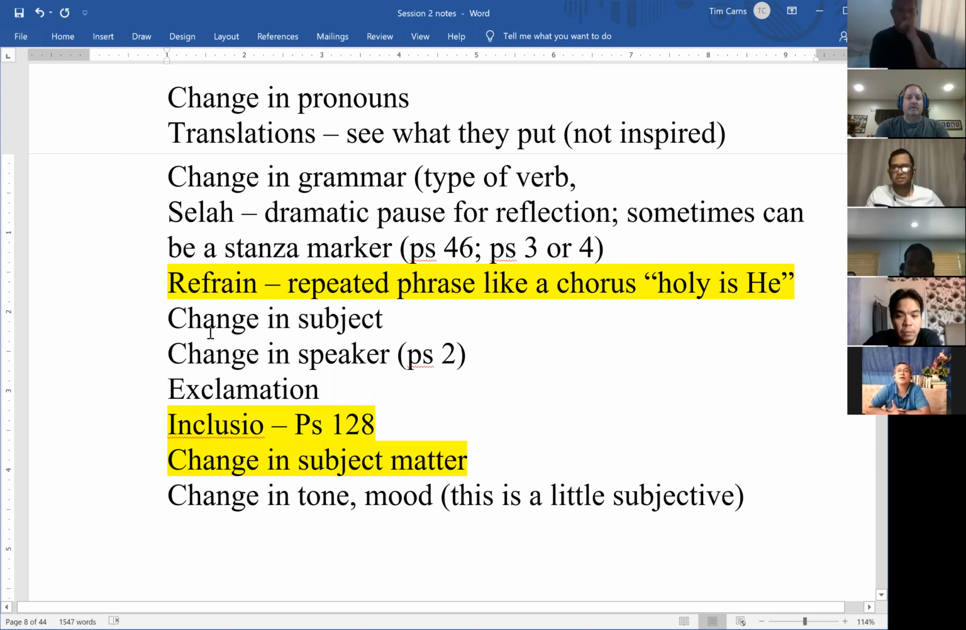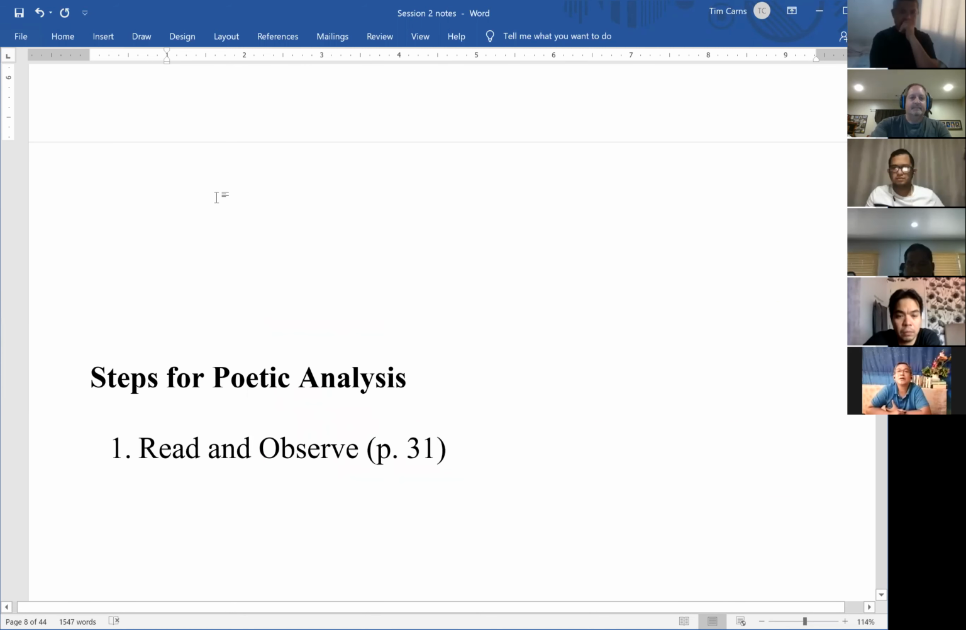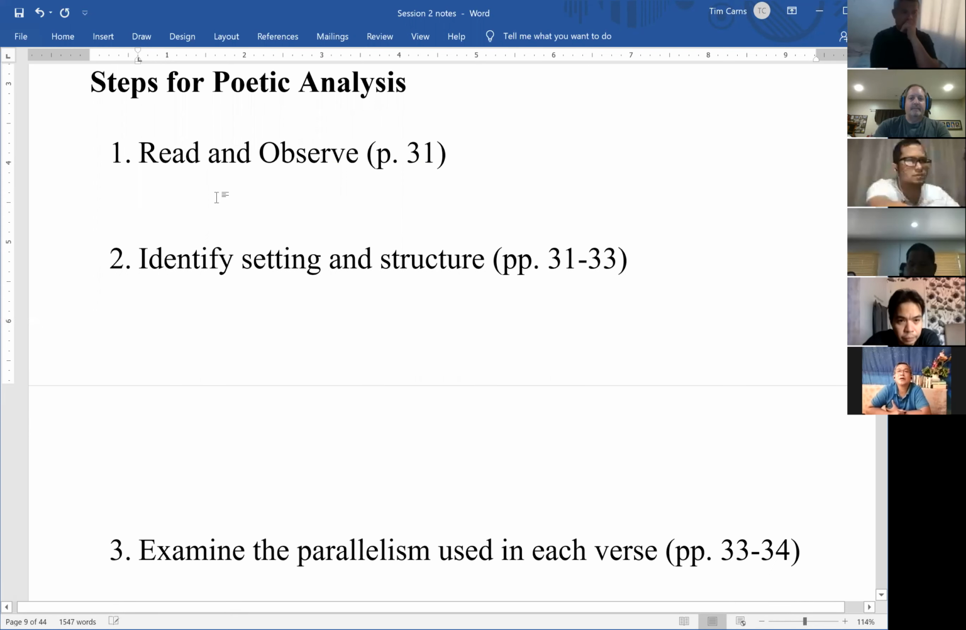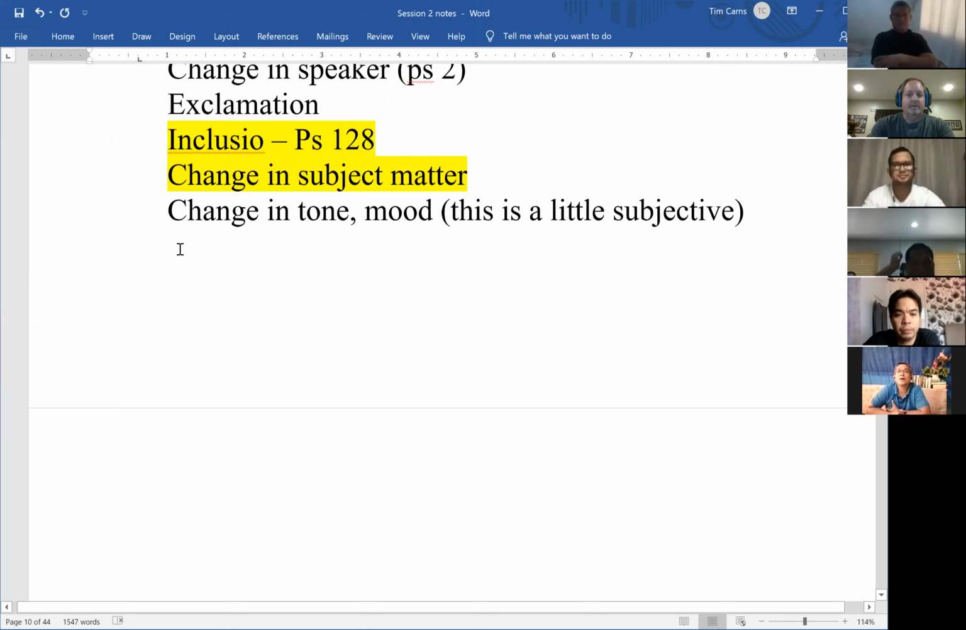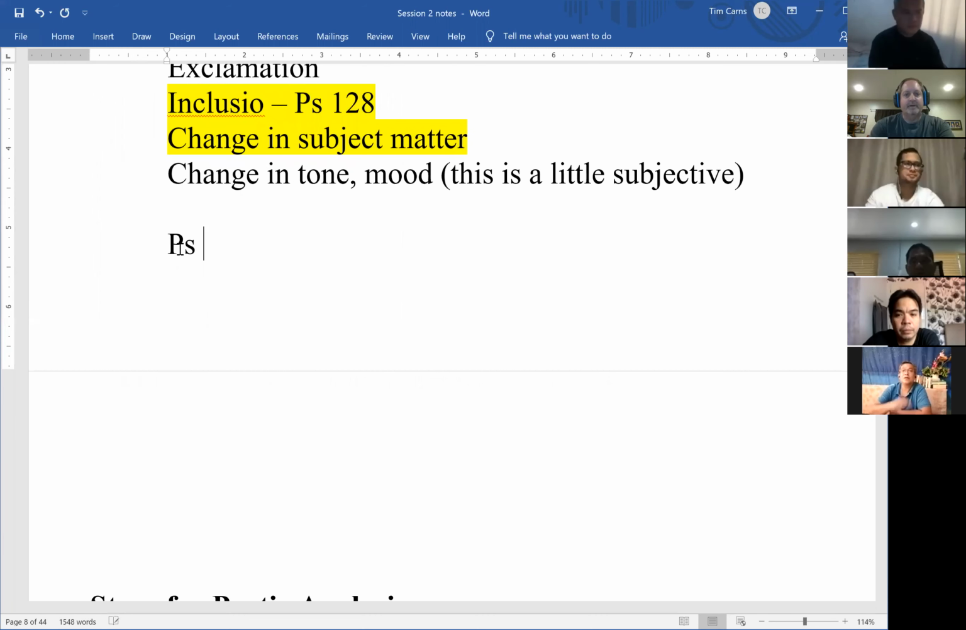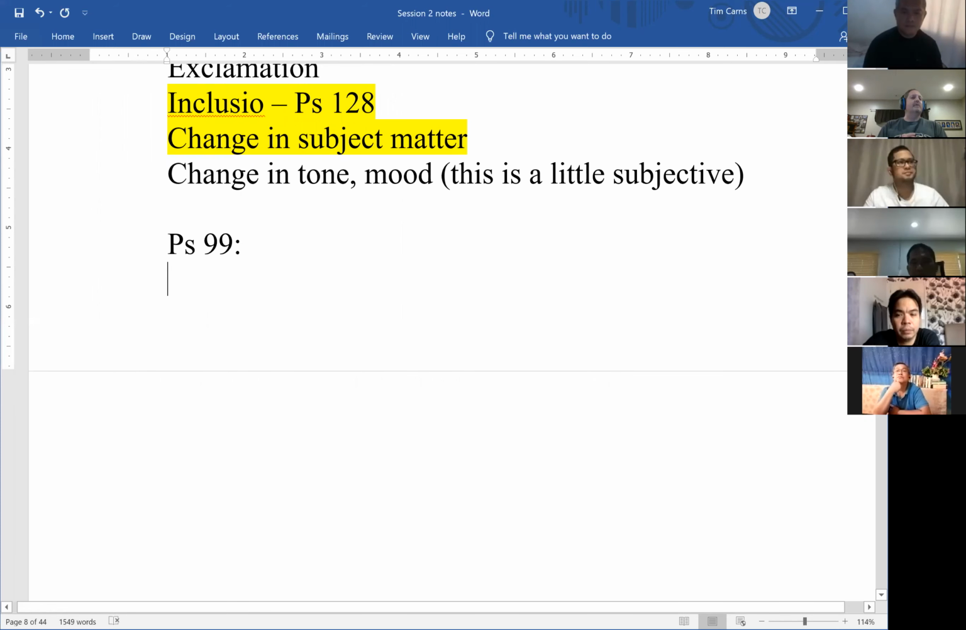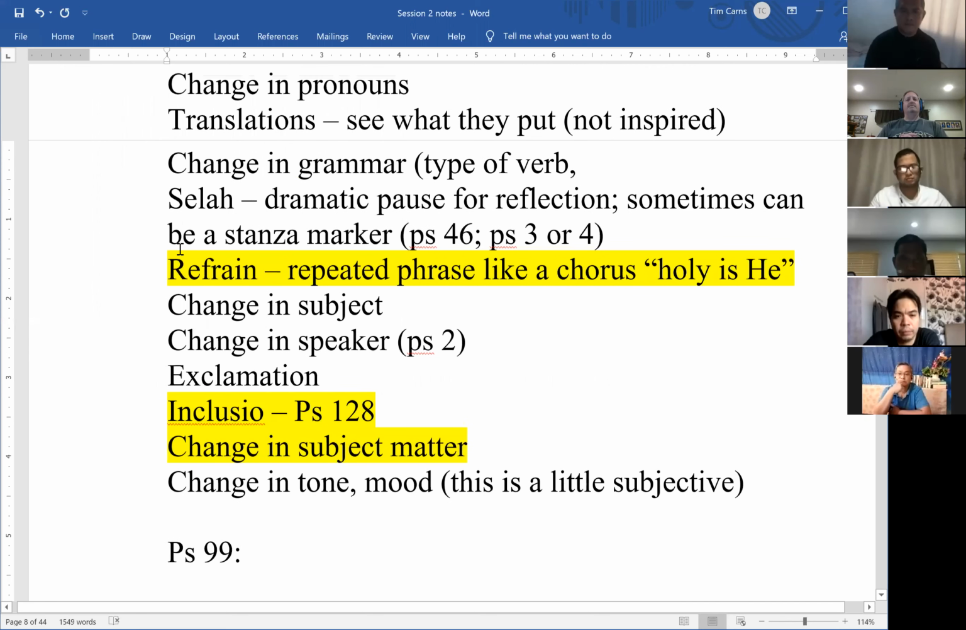Now, as we turn our attention to Psalm 99, let's just do it here. For Psalm 99, let's remind ourselves, what were some of those structural markers? You guys remember, what are some things that helped us to identify the likely stanzas within this particular psalm?